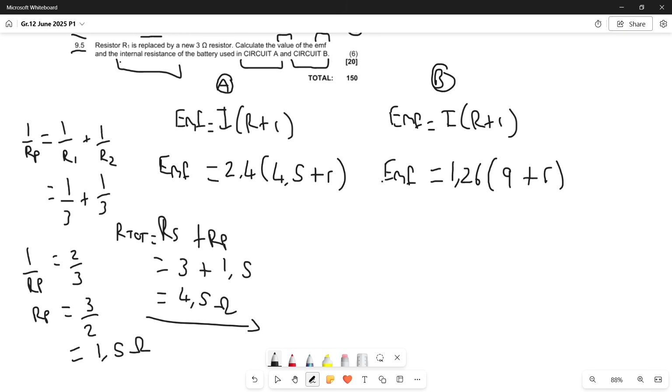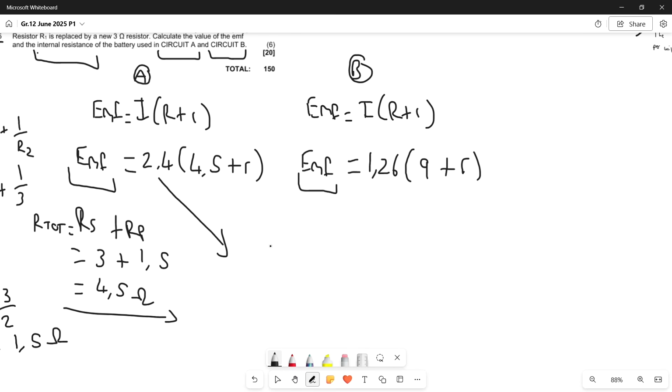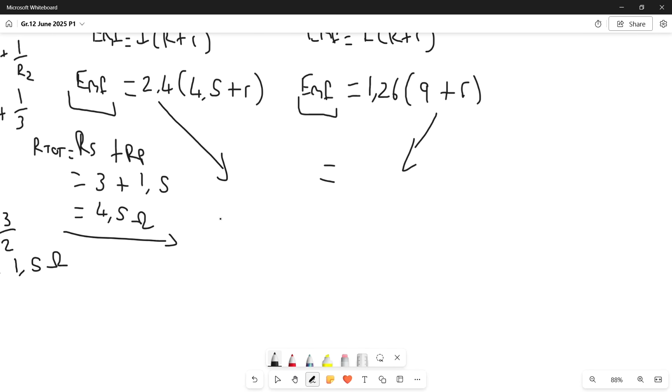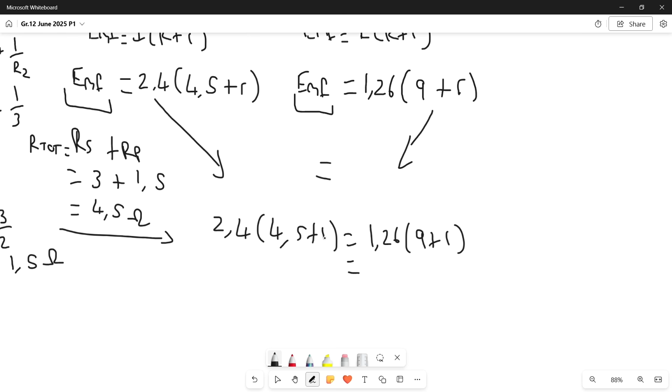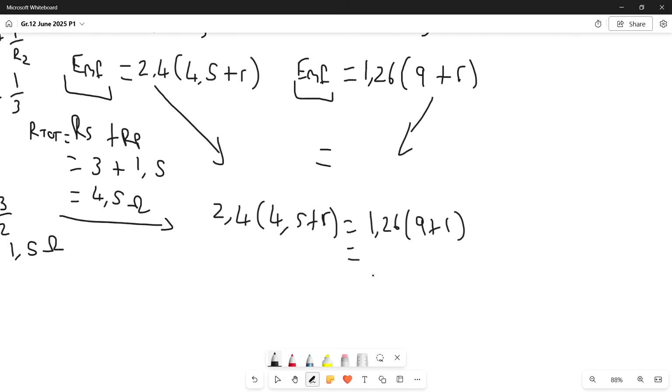So at this stage, we have our 2 equations. We want to make this EMF equal that EMF. So we bring this one down and make it equal to this one: 2.4 multiplied by (4.5 + r) equals 1.26 multiplied by (9 + r). At this stage, we've just earned 4 marks: 1 mark for our formula, 1 mark for setting both of them up, and another mark for equating them. Now we need to solve for r and then solve for the EMF.